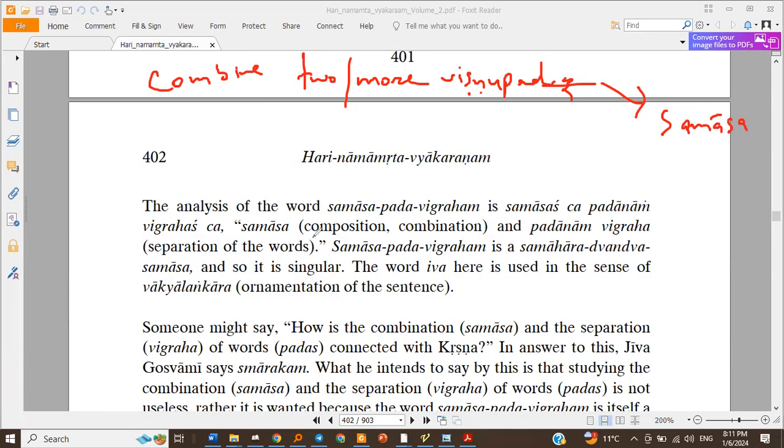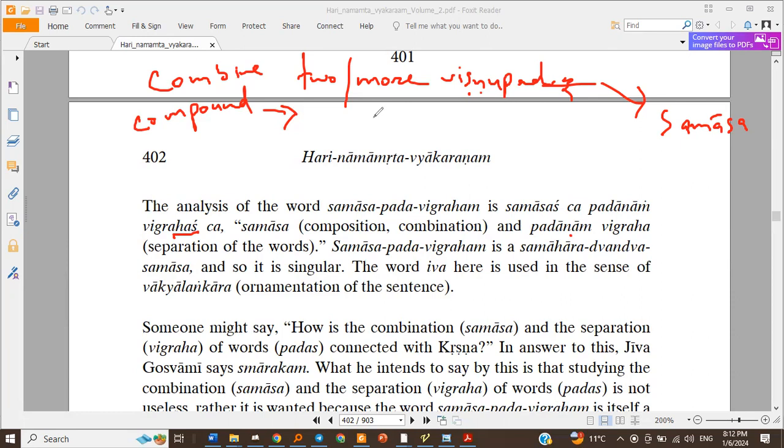But the second part, vigraha, pada vigraha means padanam vigraha, separation of the words. Basically the samasa, the compound, we actually undo the compound, we split, just like we do sandhi vichhed. Similarly, when there is a samasa, you can say samasa vichhed. I mean, there is nothing like that. So that's called vigraha, samasa vigraha.